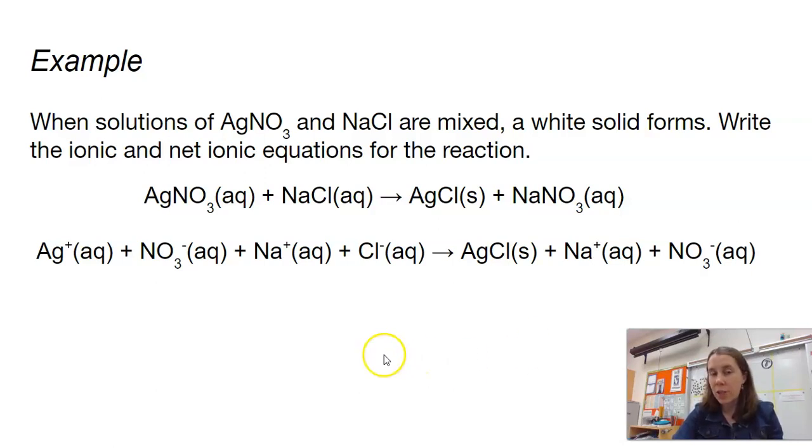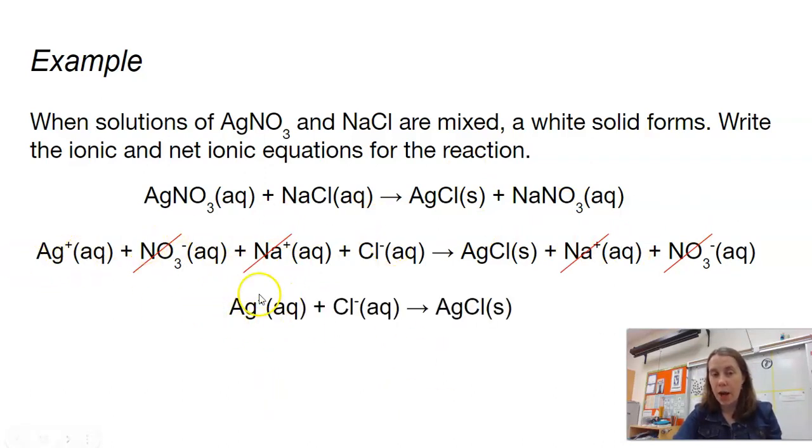So we are going to cancel those out. So we'll cancel out the 2 nitrates, and we'll cancel out the 2 sodiums because they did not change, all right? And then we'll write what's left. So our silver ion reacted with the chloride ion and made a solid. All right, that is our net ionic equation. The one above is the complete ionic equation, where we show all of the ions, even the spectators.